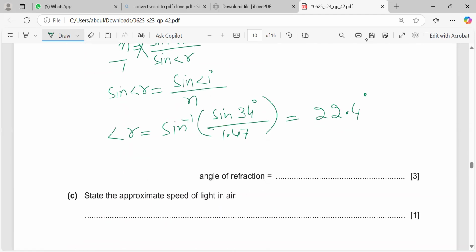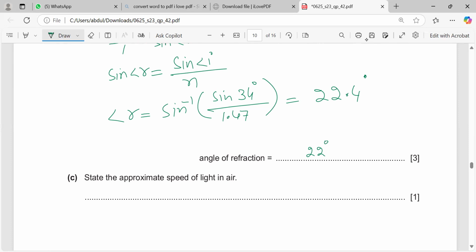And especially for paper 6, I am sharing with you, we use a protractor to measure the angles. So never write an angle in fractions or decimal places, because the least count or resolution of a protractor is 1 degree. It cannot be 22.4 or 22.7. No, it will be 22 or 23. There is no other option. So we will go to the nearest 1 degree. So the angle of refraction in this case is 22 degrees.